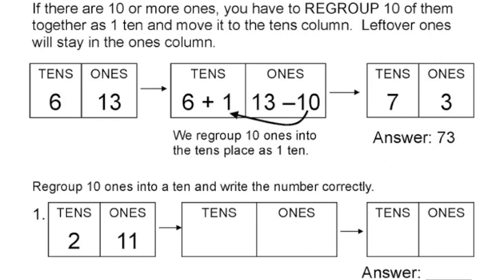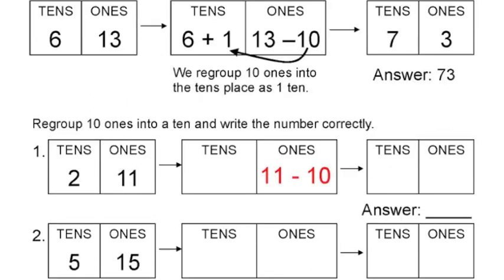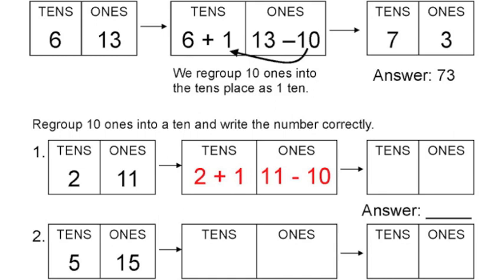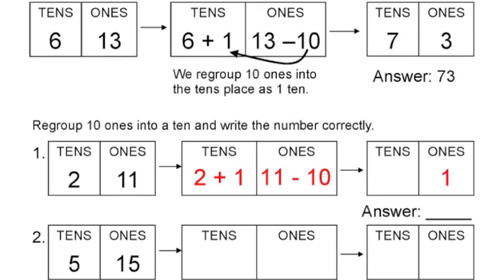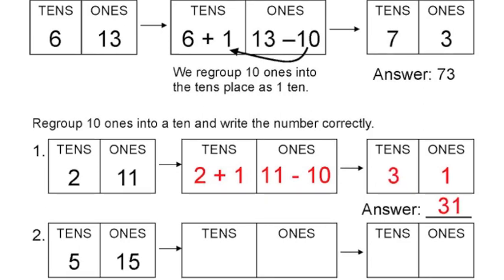Moving down to the examples, we have 2 tens and 11 ones. I'm going to take 10 away from the 11 in the ones column, because remember, if it's over 10, we can regroup. So 11 minus 10 in the ones column, and I'm going to add 1 into the tens column, so I'm going to get 2 plus 1. 11 minus 10 is 1, so I have 1 in the ones column. 2 plus 1, so I have 3 in the tens column. So my answer is 31.